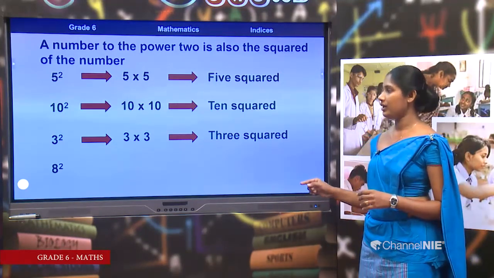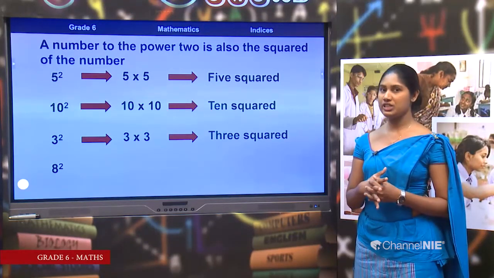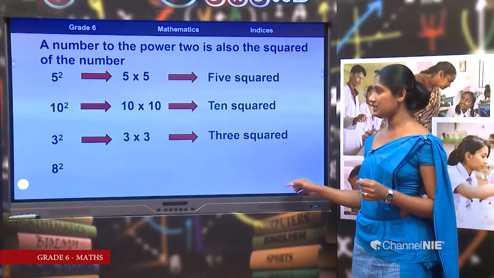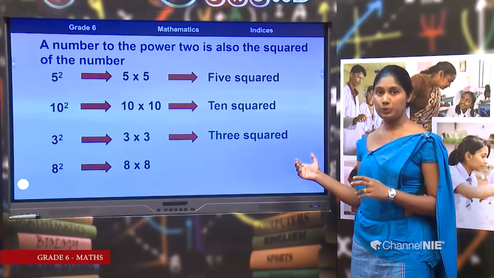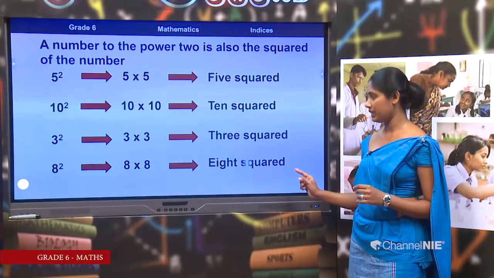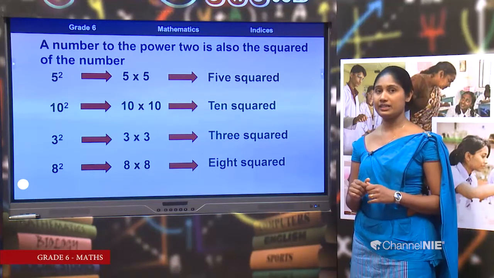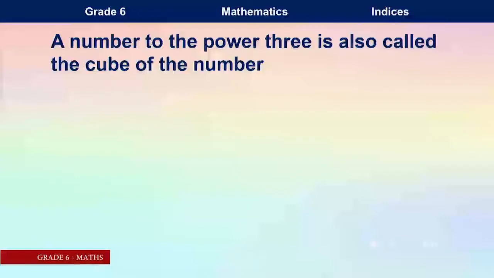Okay. Tell me what is the special name for this? I know, that is 8 into 8. By expanding 8 into 8, another name for this is 8 squared. A number to the power 3 is also called the cube of the number.